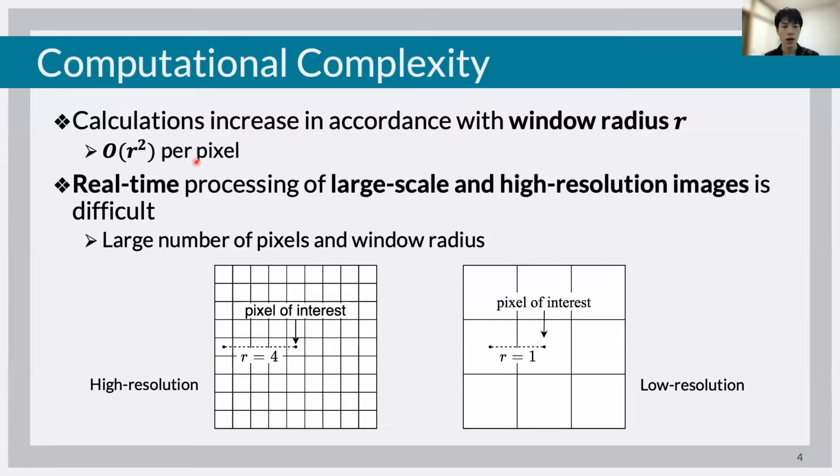Here, let's see a large-scale and high-resolution image. In order to process the same area as a low-resolution image, the window radius R should be larger, as you can see in this figure. And of course, the image height and width are large in a large-scale image. So the overall complexity to process a large-scale and high-resolution image is too large to process in real time, because R, image height, and width are all large.